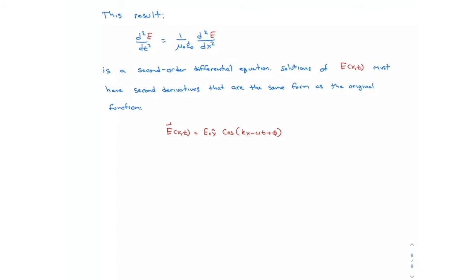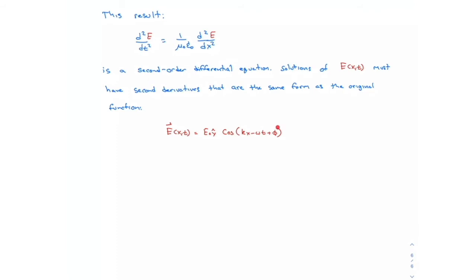So the argument of this cosine function has to have a term that's proportional to x. So when we take the derivative with respect to x twice, the first time we'll get sine, and the second time we'll get another cosine. But it also has to have a term that depends on time, so that when we take the derivative with respect to time, we get the original function after taking two derivatives.